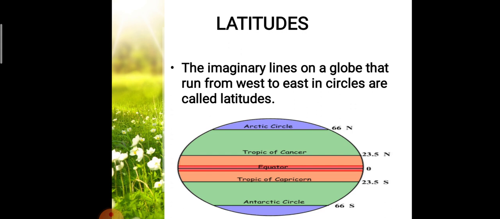Now let's talk about latitude in detail. The imaginary lines on a globe that run from west to east in circles are called latitudes. These are the lines which are running in circles. You can clearly see these latitudes here, like the Tropic of Cancer and Arctic Circle towards the northern hemisphere, and towards the southern hemisphere we have the Tropic of Capricorn as well as the Antarctic Circle. All parallel circles from the equator up to the poles are called parallels of latitudes.